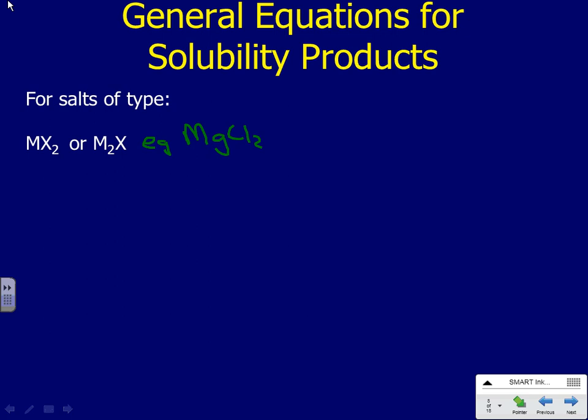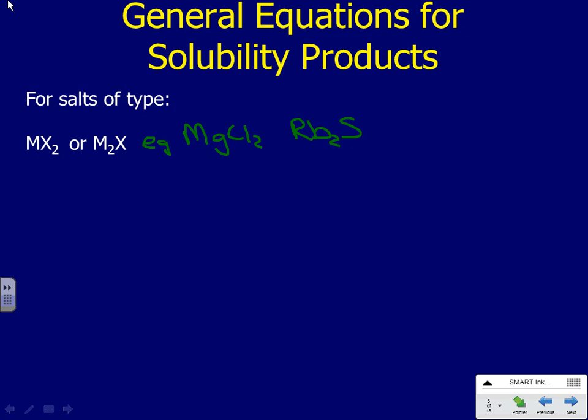Maybe something like a rubidium sulfide or something like that. I have no idea. It doesn't matter. But that would be an example, right? So if you had something like rubidium, Rb, and then a sulfur, it would be an M2X, right?